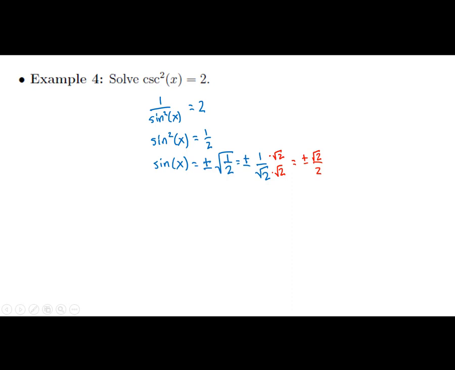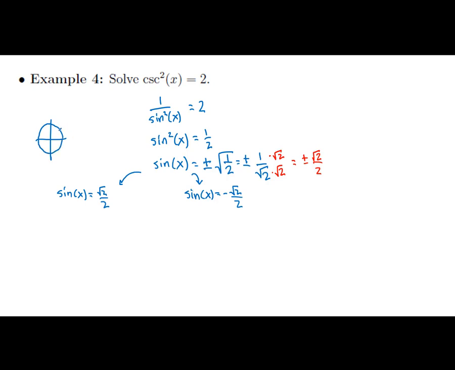So what I've done now is the equation I started with now splits into a couple different equations. On the one hand, I can say I'm going to have the sine of x equaling positive root 2 over 2. And then on the other hand, I'm going to have the sine of x being equal to negative root 2 over 2. All right, so let's think about where these things happen.